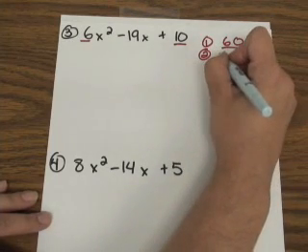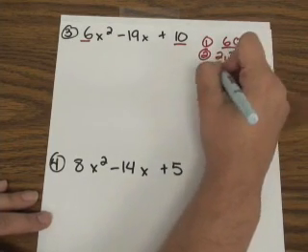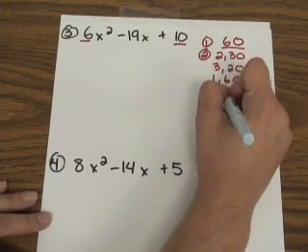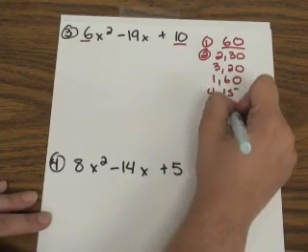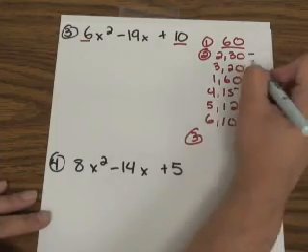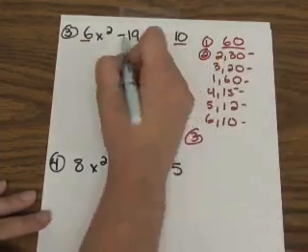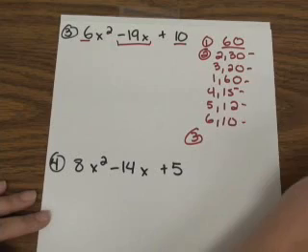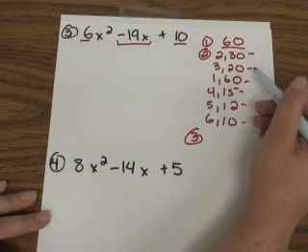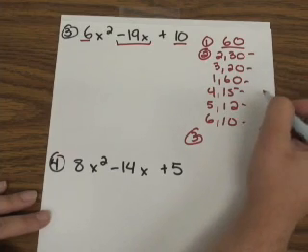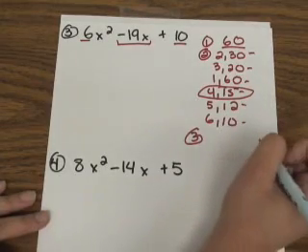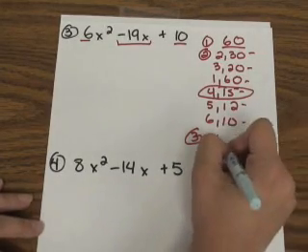Step 2 says list the factors of that number. So some factors of 60 will be 2 and 30, 3 and 20, 1 and 60, 4 and 15, 5 and 12, and 6 and 10. Now step 3 says to choose which combinations of these factors is going to give me negative 19x. Not 2 and 30. 3 and 20 could give me 17 or 23, but won't work. 1 and 60 is not going to work. But 4 and 15, I can get to 19 with 4 and 15.